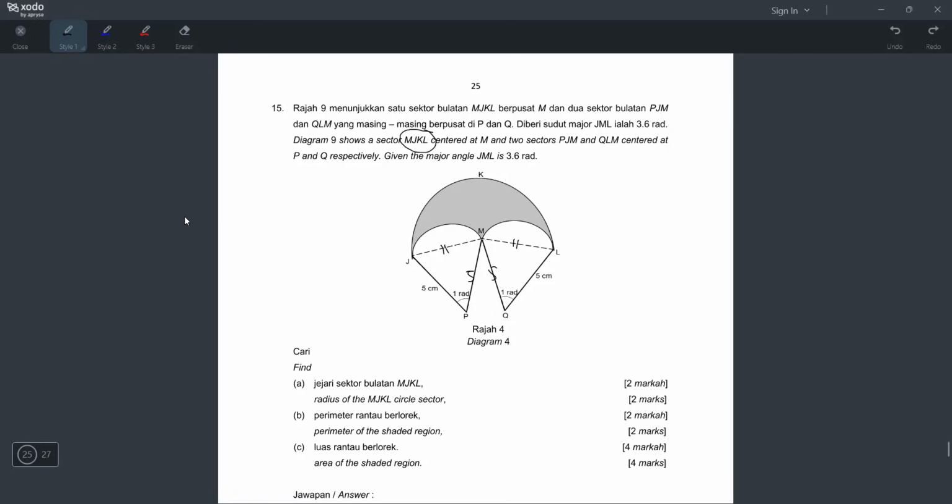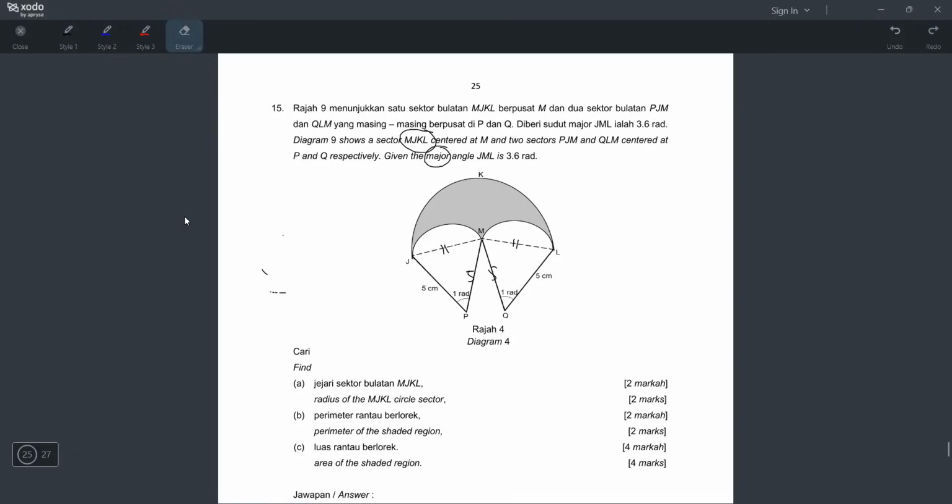Okay, what is the next one just now? Major angle JML is 3.6. What is major angle? Okay, let's say this is a circle and I cut this angle into like this, right? So there is one angle here, there is another angle here, right? So let's call this X, let's call this Y. Which one is the minor angle? Which one is the major angle? The minor angle is the one that is less than half. The major angle is the one that is more than half. So which one is more than half? Y. So it means the big one. The big one is major, the small one is minor.